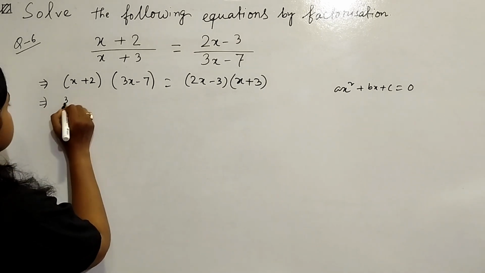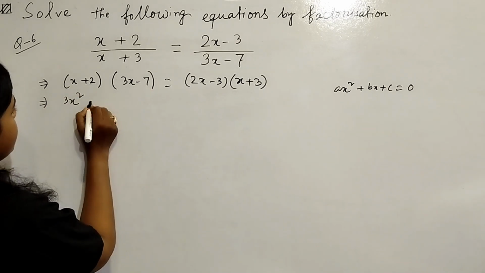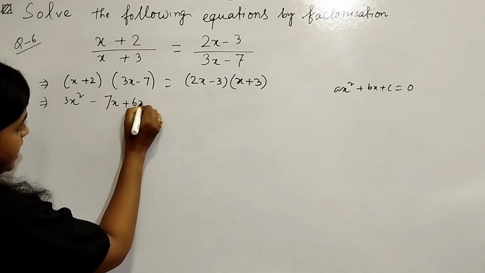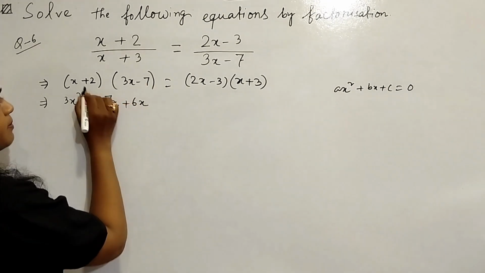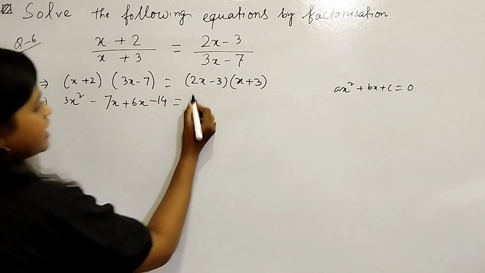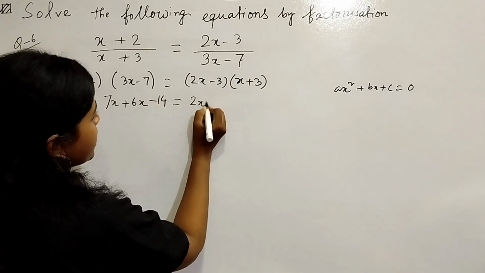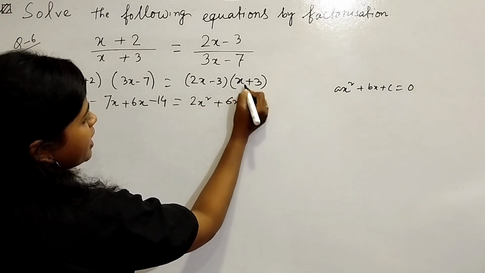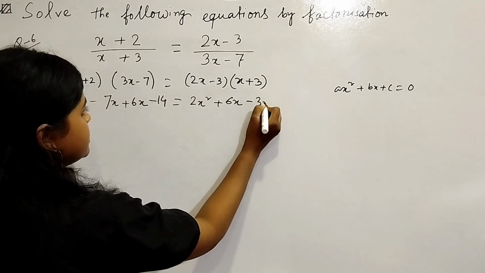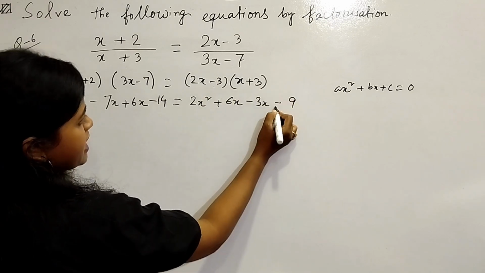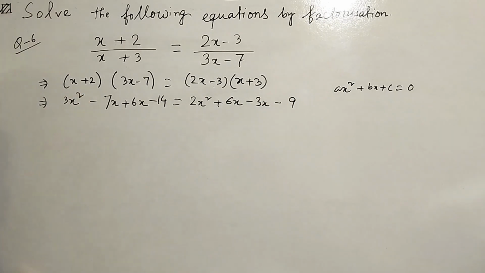x into 3x is 3x square, and x into minus 7 is minus 7x, plus 2 into 3 is 6x, and plus 2 into minus 7 is minus 14. And on this side, 2x into x is 2x square, 2x into 3 is plus 6x, minus 3 into x is minus 3x, and minus 3 into plus 3 is minus 9.